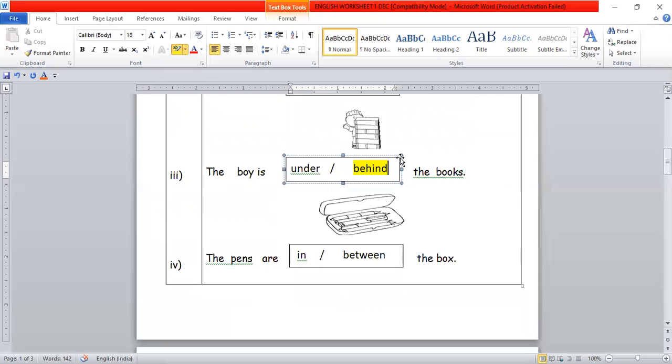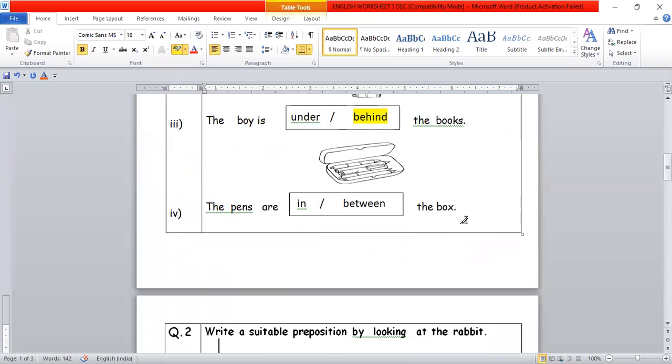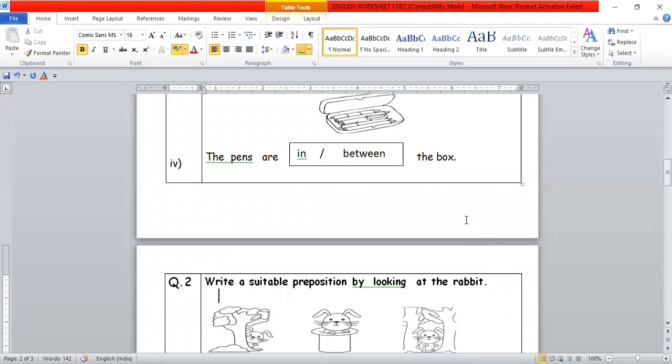So please, what you're going to do, you can circle the word. You can use a crayon or a highlighter to circle the word. Now let's go down. The pens are dash in or between the box. Where are the pens? They are in the box. The pens are in the box.